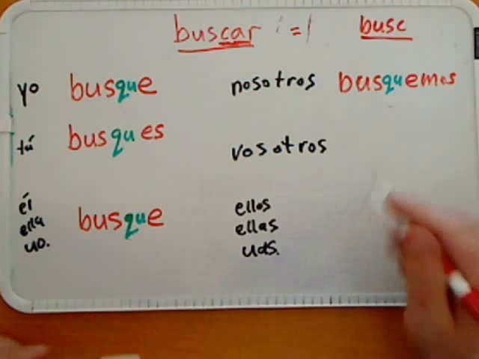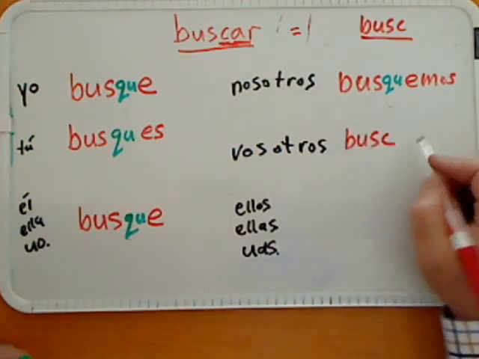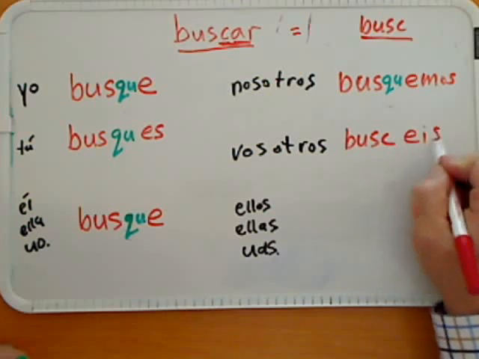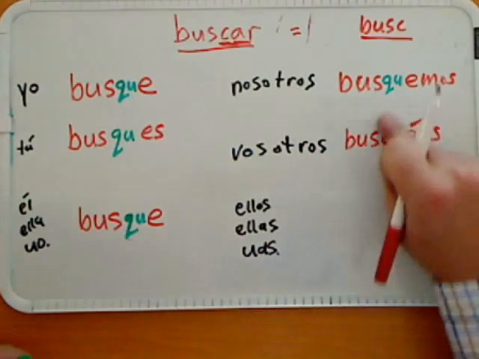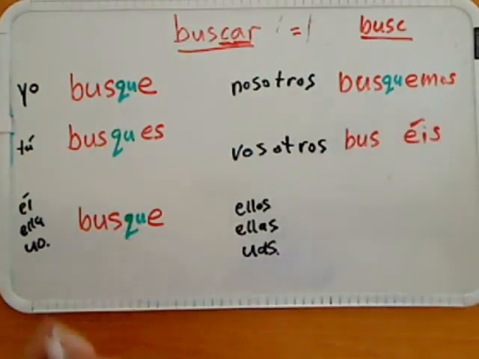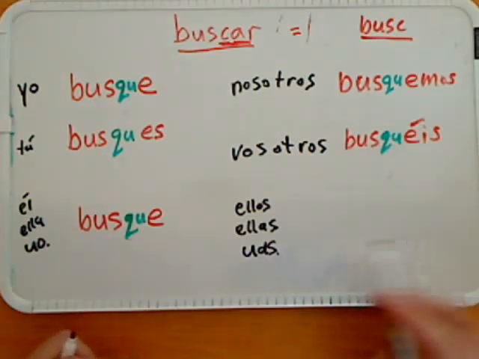Vosotros, the stem again, and the ending is éis, accent please. You eliminate the C, and in order to preserve this sound, again you turn it into a QU, que busquéis.